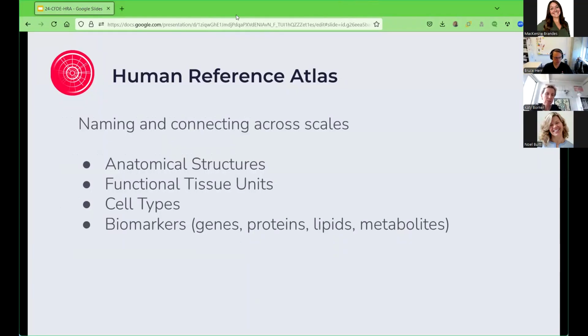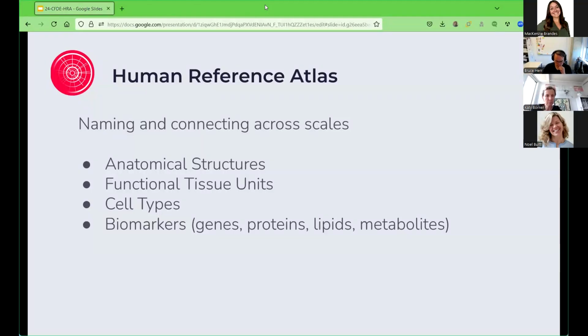But this naming is non-trivial, because many of the existing ontologies don't yet cover everything that's needed to represent the healthy human body. And so we are working closely with ontology curators and engineers and owners to add relevant new cell types and new anatomical structure names into existing ontologies, such as cell ontology and Uberon and FMA.